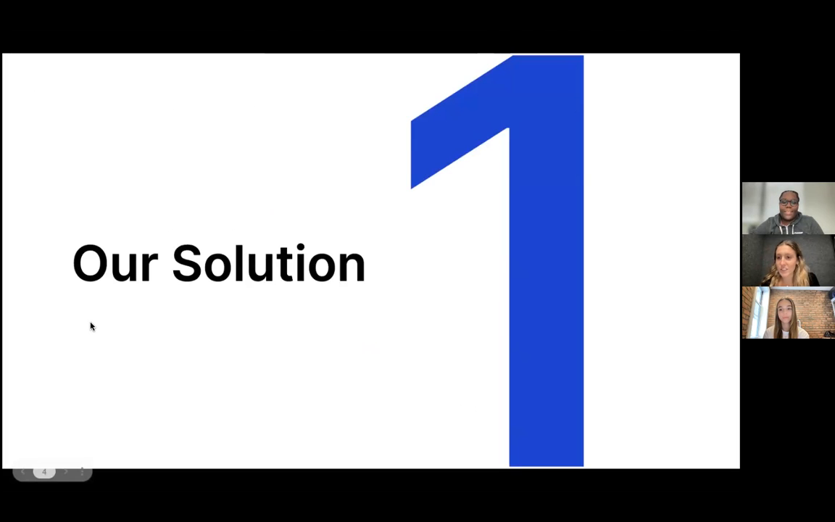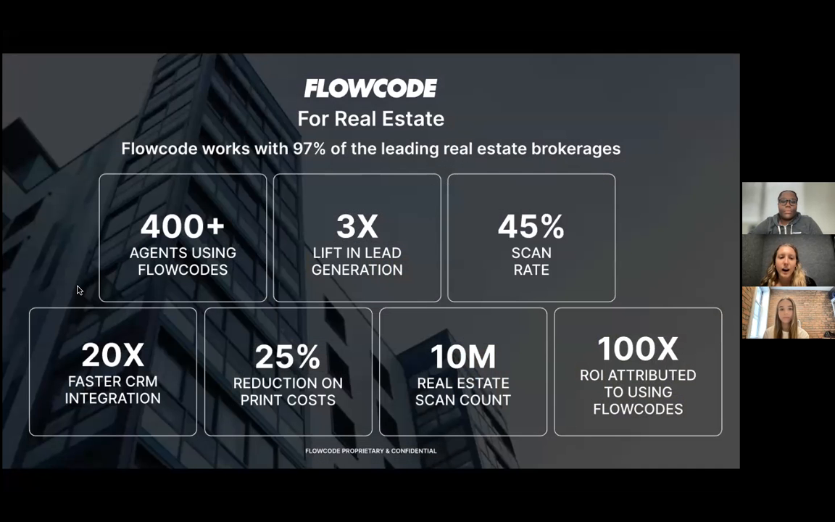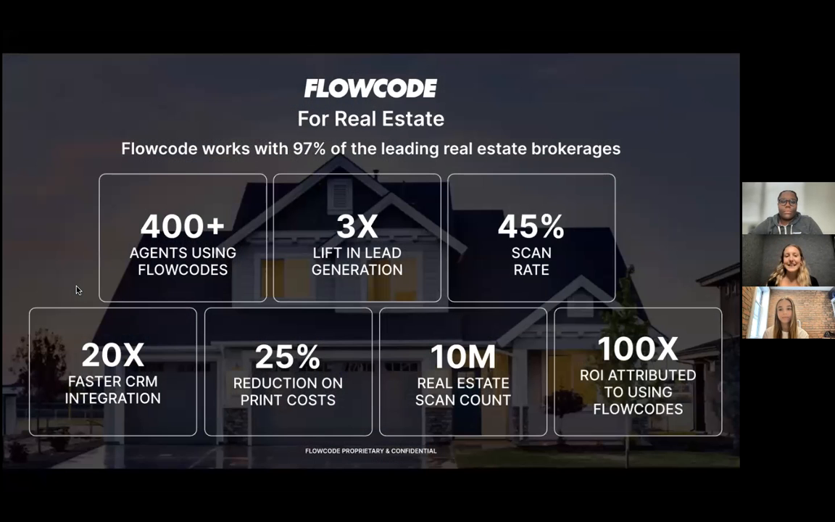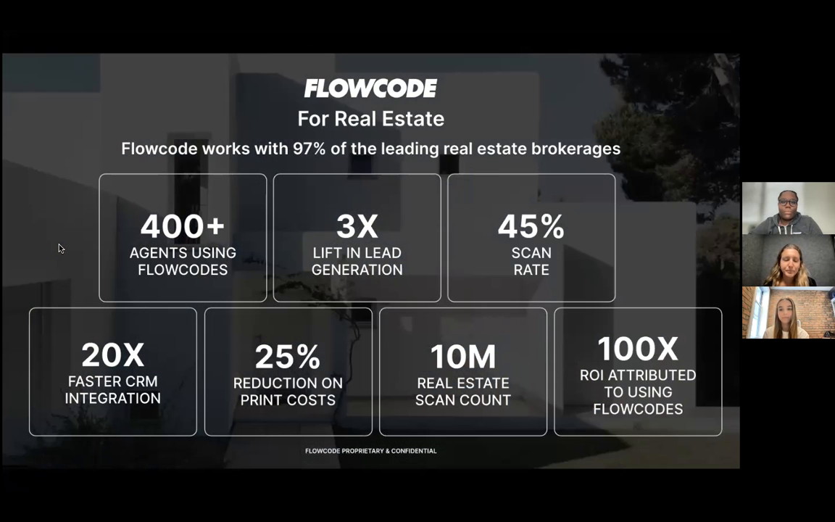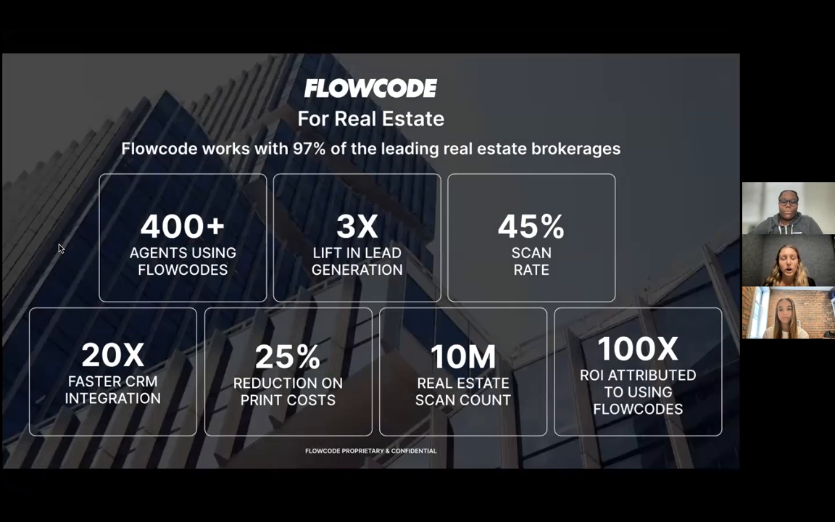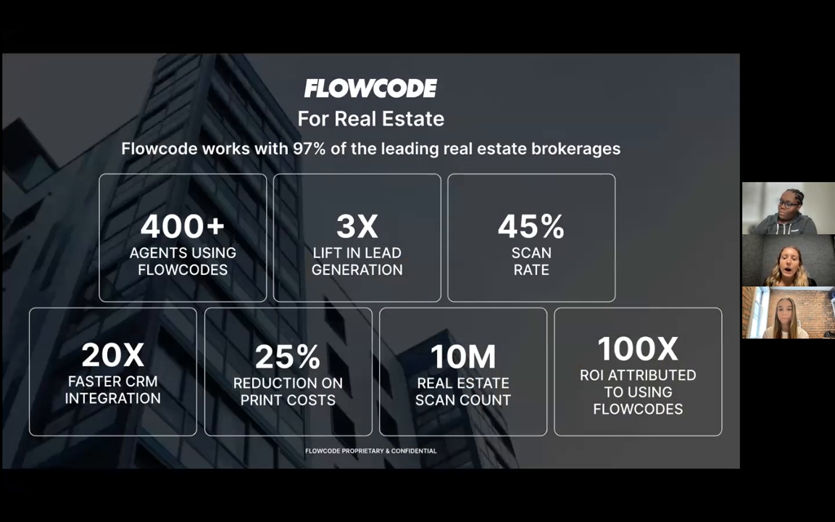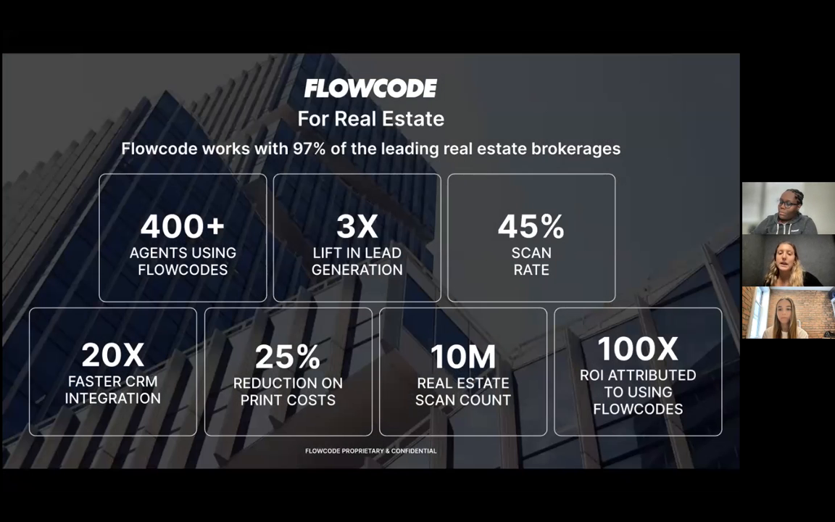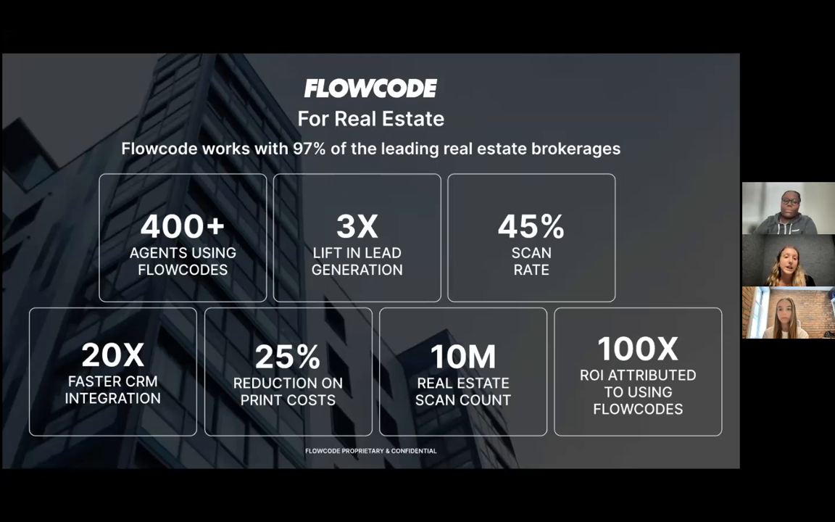So first, we're going to go over our solution. Flowcode is the leading lead generation for real estate agents. It gives you a 3x lift in lead generation. It's also used by 400 and counting agents throughout the country. We have a 45% scan rate, which is great engagement, and you're able to track that using our data and analytics, which we'll go over a little bit later.